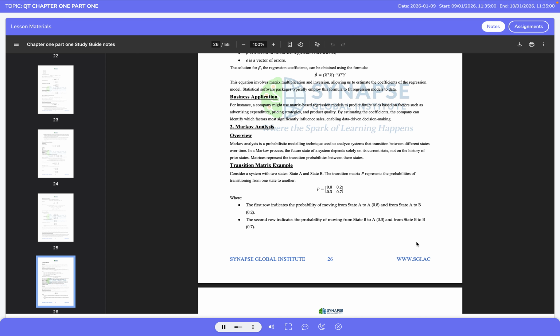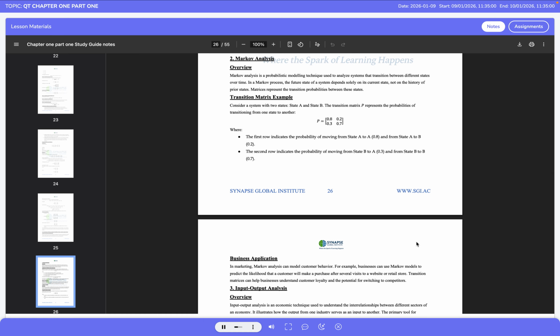Matrices are used to represent the probabilities of moving from one state to another through what is known as a transition matrix. For example, consider a system with two states, state A and state B. The transition matrix P consists of probabilities showing movement between these states. The first row shows the probability of remaining in state A and the probability of moving from state A to state B, while the second row shows the probability of moving from state B to state A and remaining in state B.